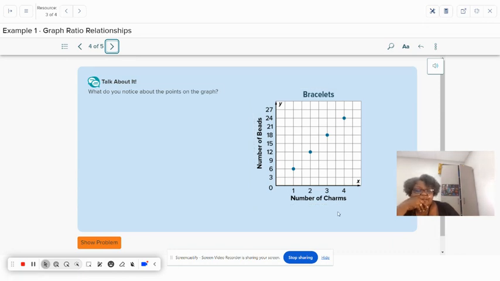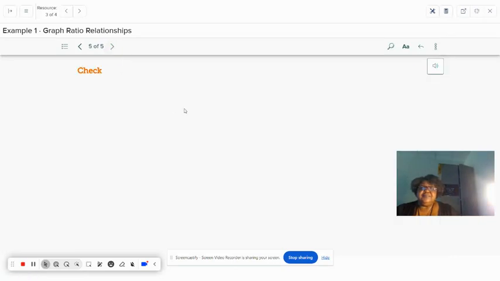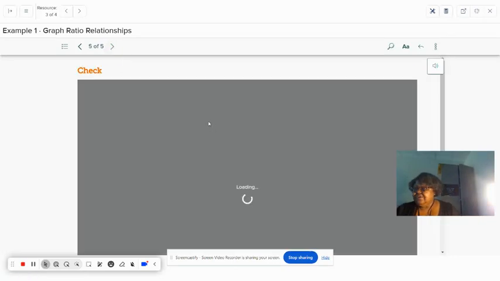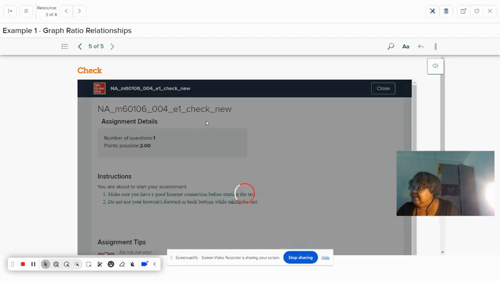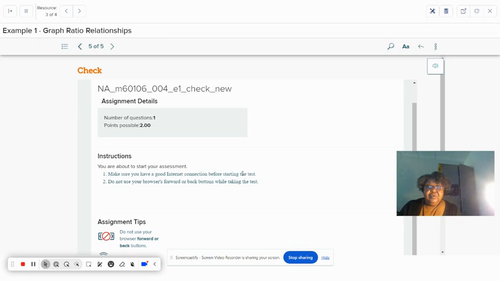So what do we notice about our graph? Just think about it. I noticed that if I connected them, it would be a line. And I also noticed we are over 1 and up 6 on each one of them. Over 1, up 6. So you're going to do the check after example 1, and that's on page 24 in your workbook.